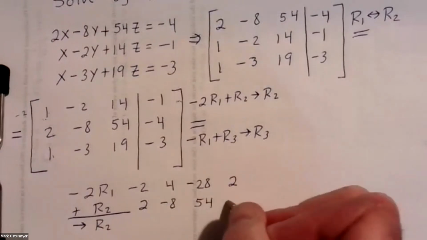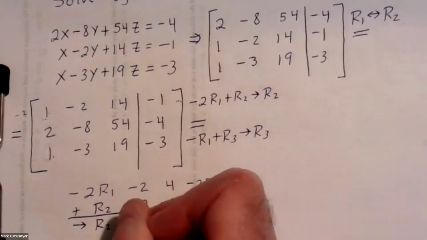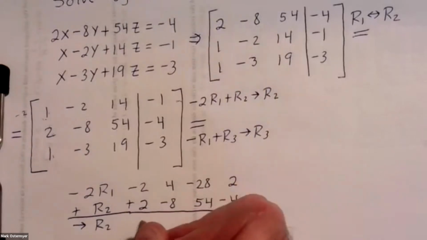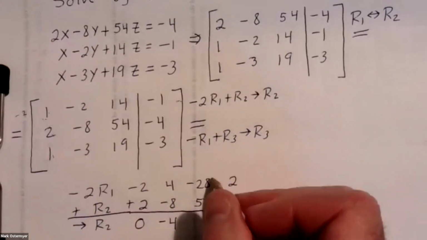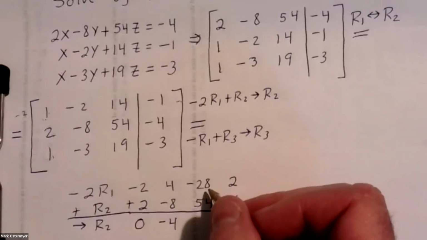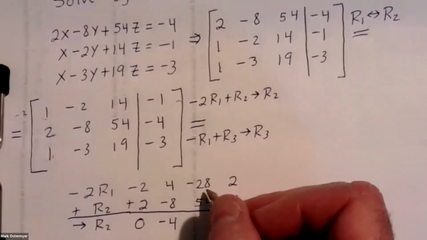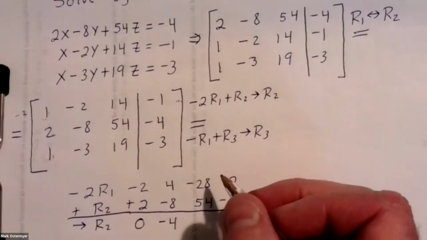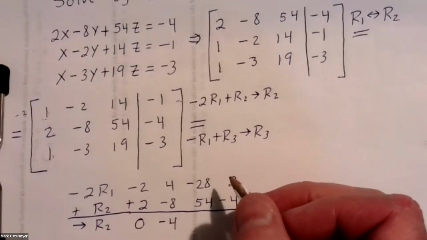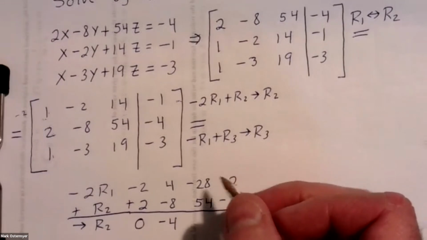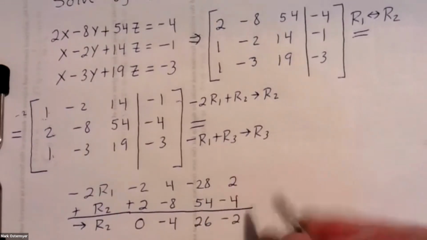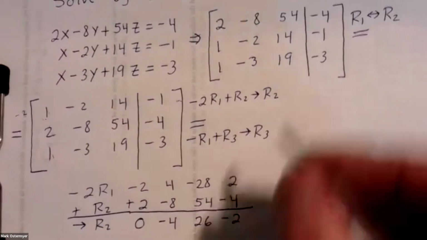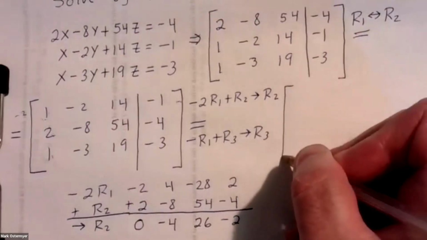Now add the entries together. This becomes 0. This becomes -4. What's 54 minus 28? 26, is that correct? 26. And 2 plus a -4 is -2. There's your new equivalent row 2. We can update our matrix.